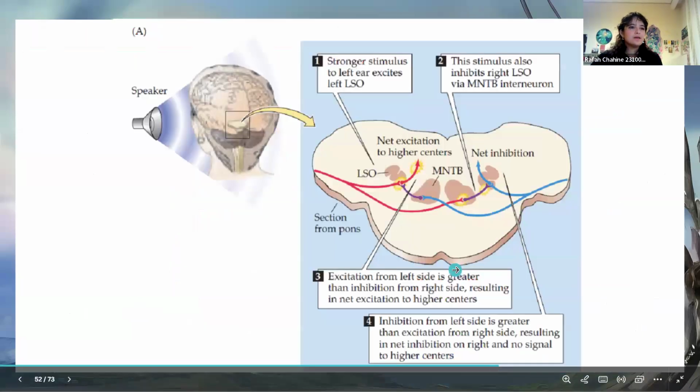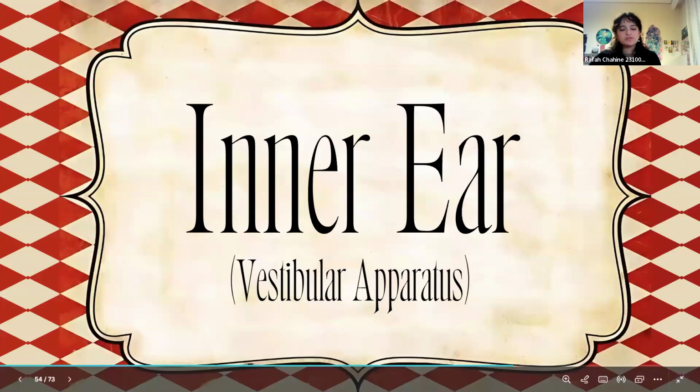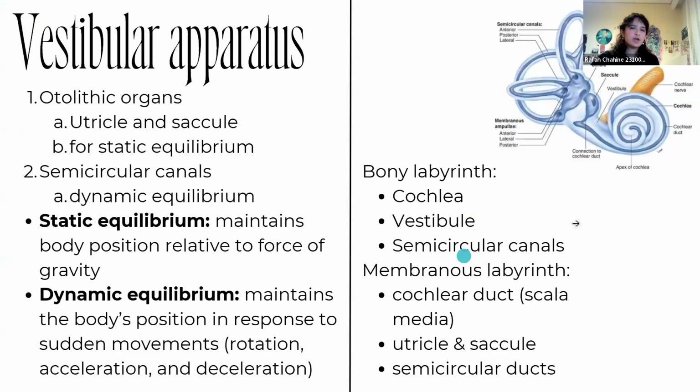So now we're starting off with the vestibular apparatus. The vestibular apparatus, as I told you previously, is the saccule, utricle, and the semicircular canals. We can split the vestibular apparatus into two: the otolithic organs and the semicircular canals. The otolithic organs are the utricle and the saccule, and those are the ones that are responsible for static equilibrium.